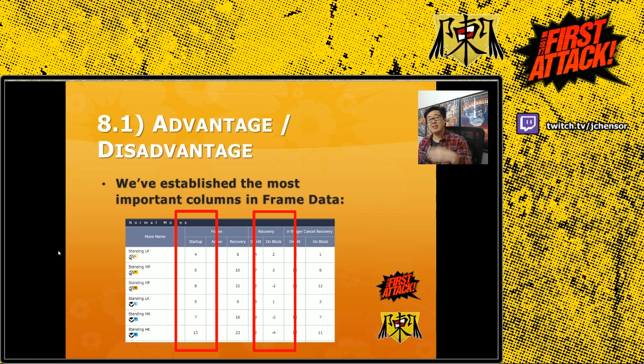By the end of this, I'm going to be going through a whole page of one character's frame data table and show you why this column is so important and how to interpret it. But let's keep going. Like I said, that'll happen towards the end.